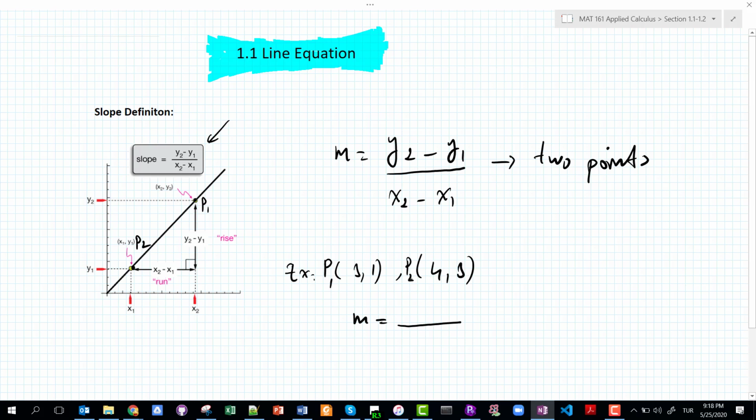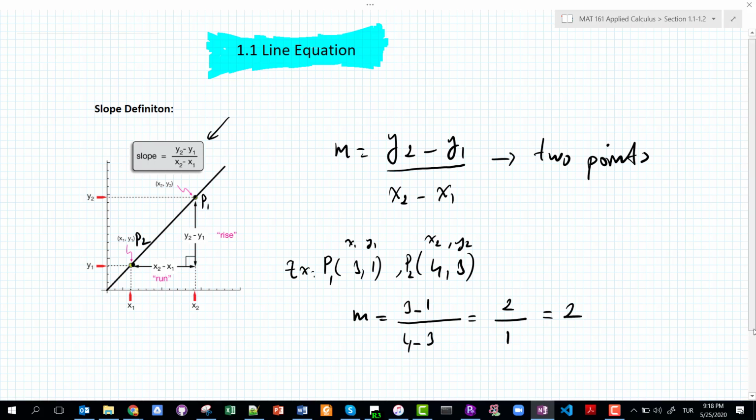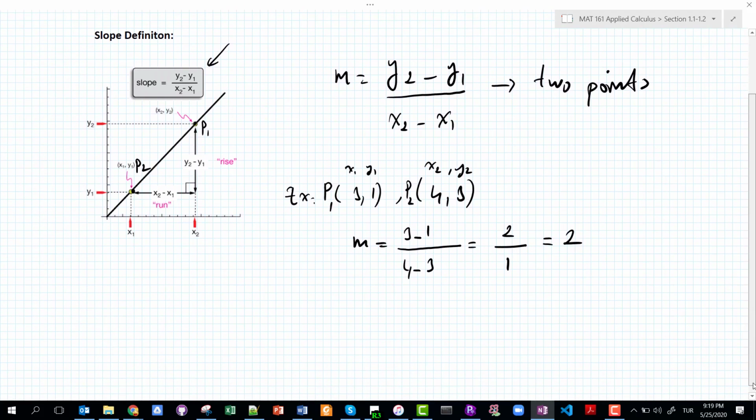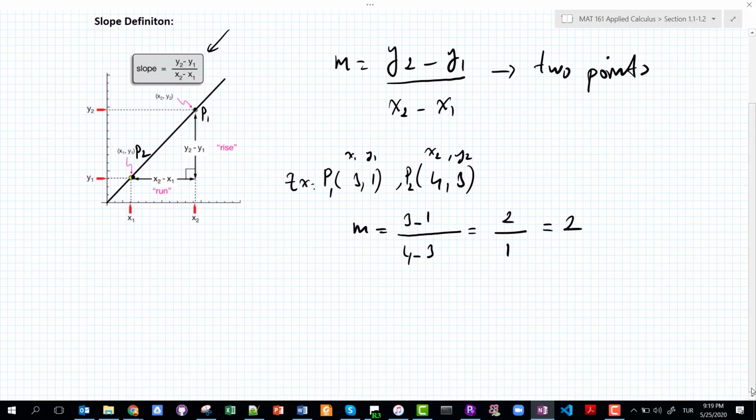Look at that, if I choose this as my second point, let's say this is my x2, then this is my y2, and then this is my x1, this is my y1. So if I apply the formula, y2 minus y1, which is going to be equal to 3 minus 1, and then x2 minus x1, which is 4 minus 3. As you see, the top part is going to be 2, the bottom part is going to be 1, and then my slope is going to be just 2, guys. So we don't know yet what line equation will use this slope. We are just talking about the slope definition.